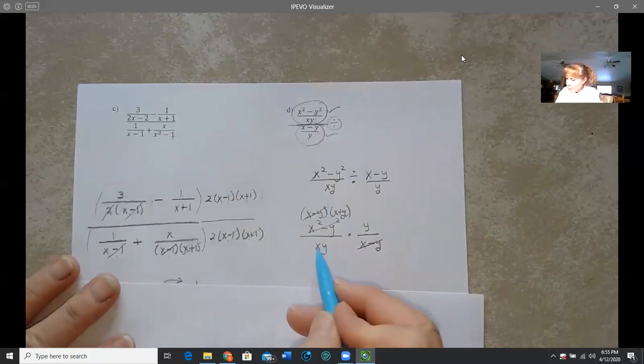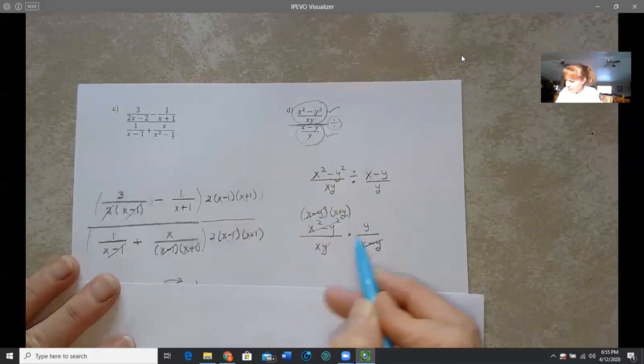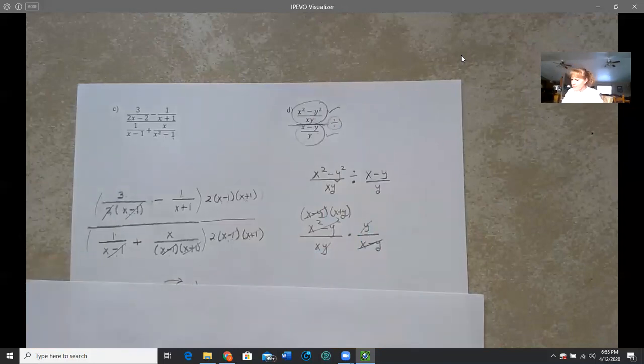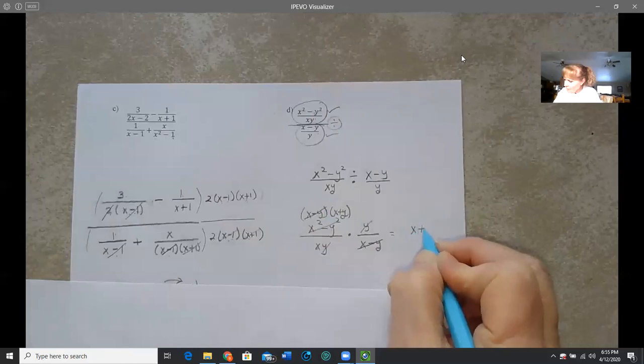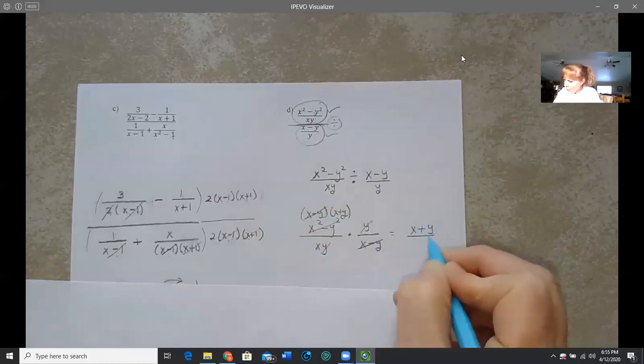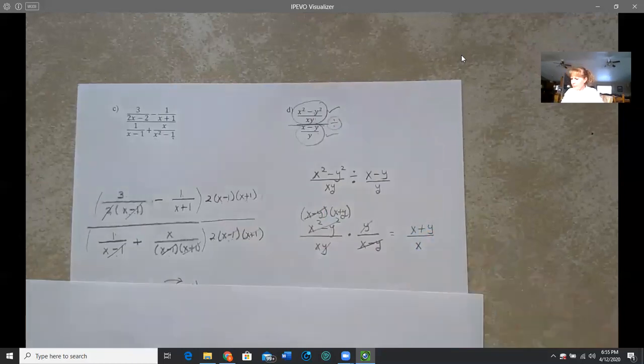This y, this is multiplication, so these can be separated from each other. This is going to cancel with that. So you end up with x plus y over x, and that cannot be simplified.